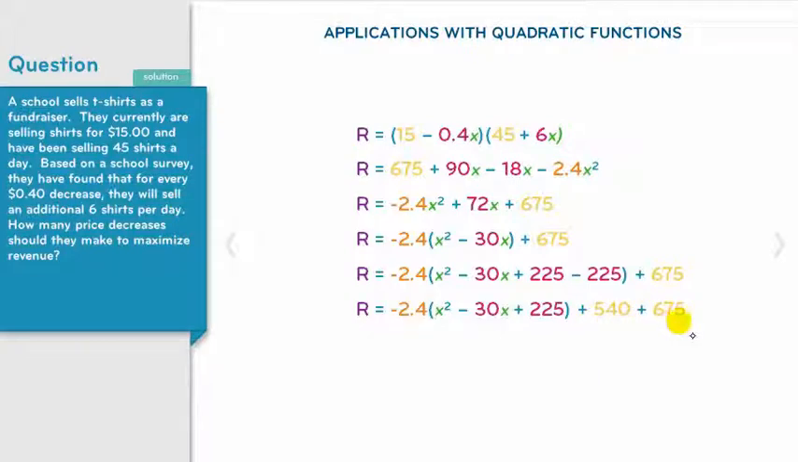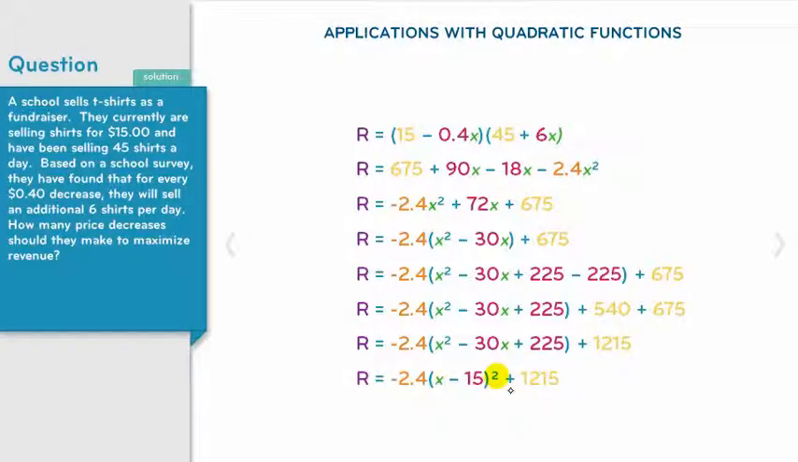Gathering our like terms, right here, gives us 1,215. And then finally, completing our square gives us x minus 15 all squared. So this tells us that 1,215 is our maximum revenue. In addition, this tells us that we should do 15 decreases in price. So we should take our 0.4, or 40-cent decreases, multiply that by 15, and that will tell us what our optimum price is to get this revenue.